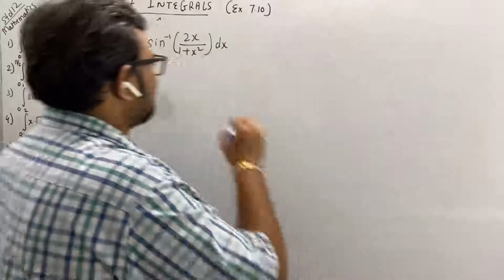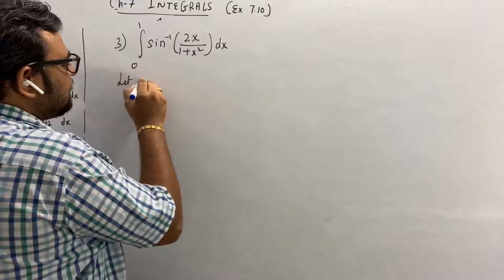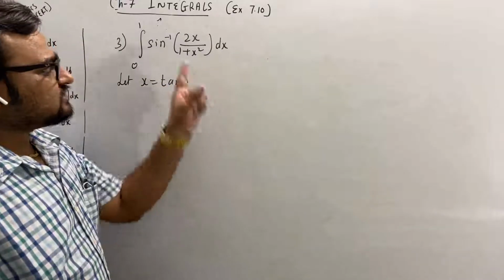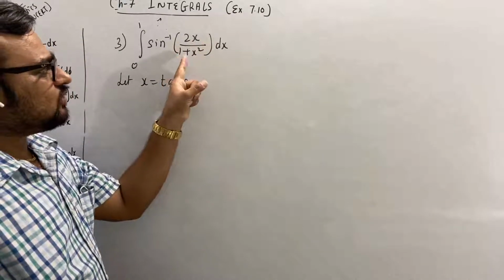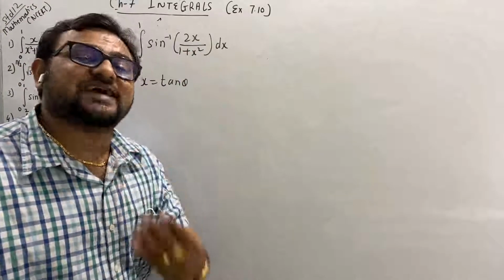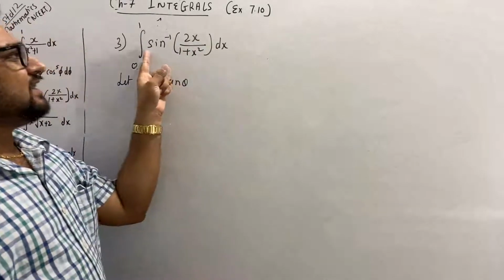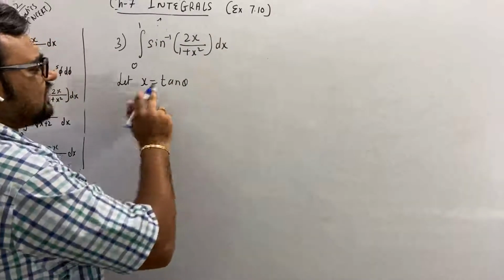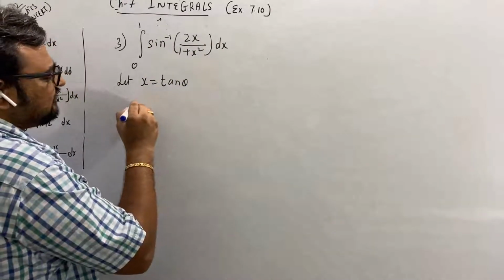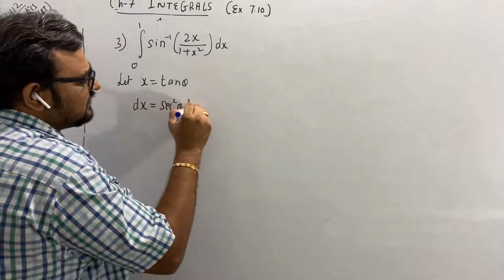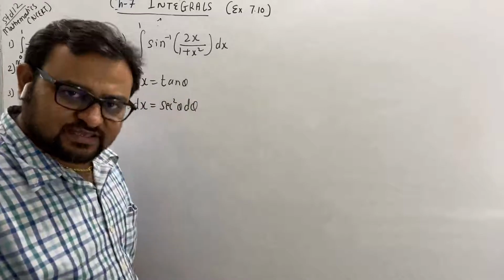Let us see why we are assuming x as tan theta, because that will be 2 tan theta upon 1 plus tan square theta. That is the formula for sine 2 theta. So sine inverse of sine 2 theta will be equal to 2 theta. Now x equal to tan theta, differentiating we will get dx equal to sec square theta d theta. Derivative of tan theta is sec square theta.